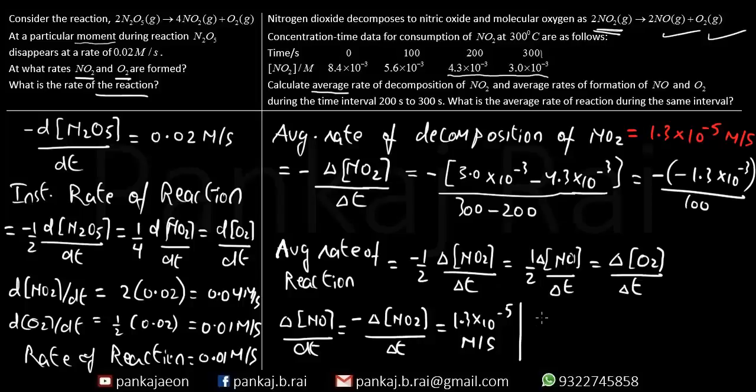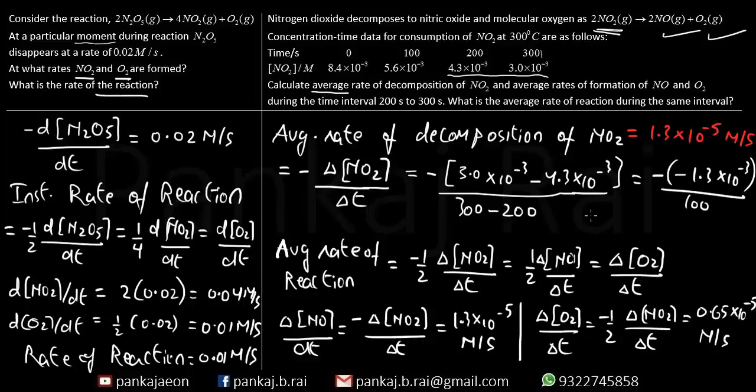Now what about the rate of formation of O2? The rate of formation of O2, when equated to this one, comes out to be minus half of change in concentration of NO2 upon change in time. The value of minus delta NO2 upon delta T is this, and we have to take half of that, so it will be half of 1.3, which is 0.65. So it is 0.65 into 10 raised to minus 5 molar per second.